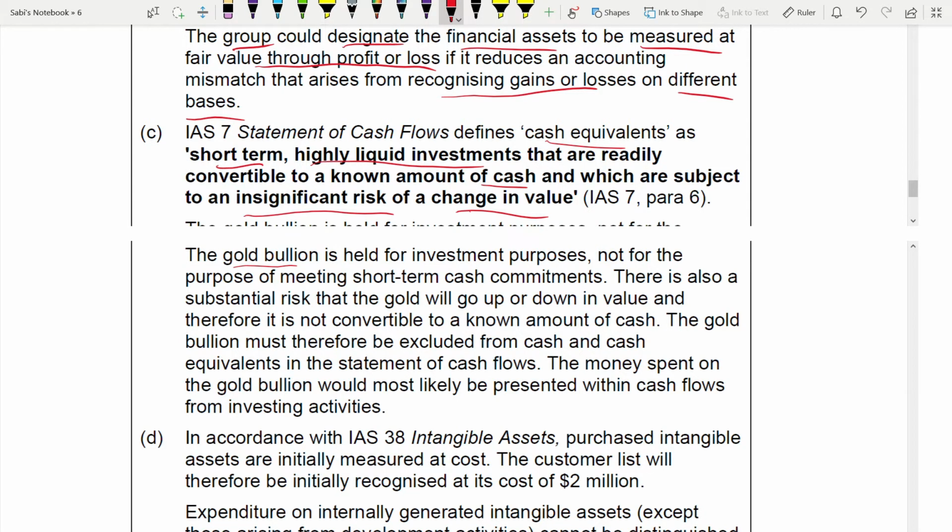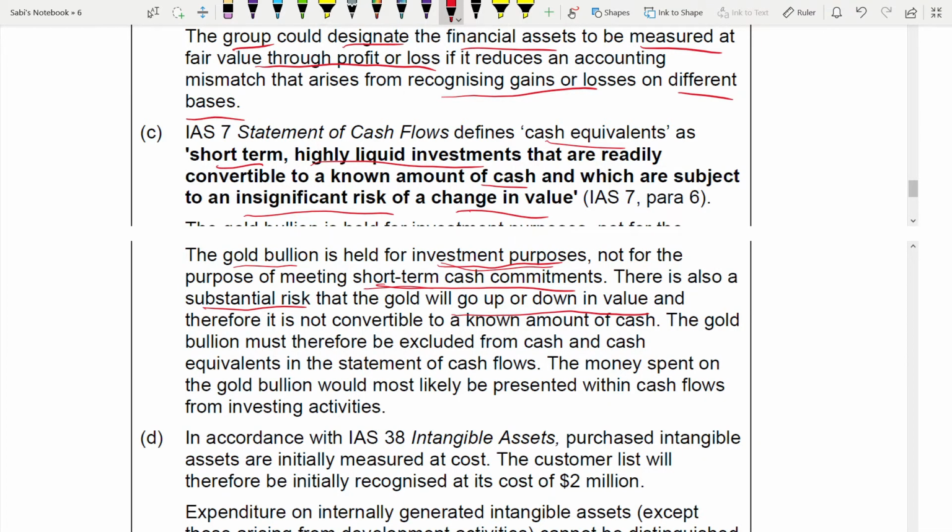So this is held for what purpose? Investment purpose. Because it is held for investment purpose, it is not for the purpose of meeting short-term cash commitments. You cannot say for how long you are holding it; maybe it can be for the long term. So because it's for the long term, it does not meet the definition of short term. There is also a substantial risk, because the gold will go up or down in value drastically.